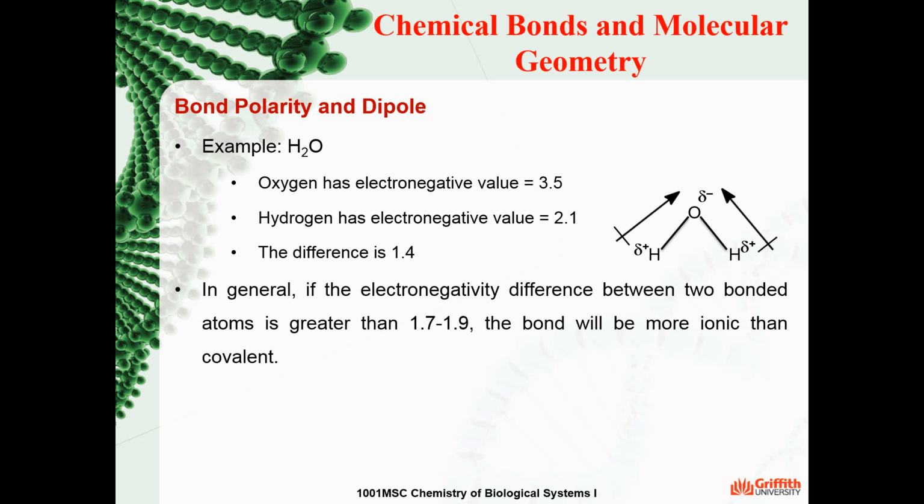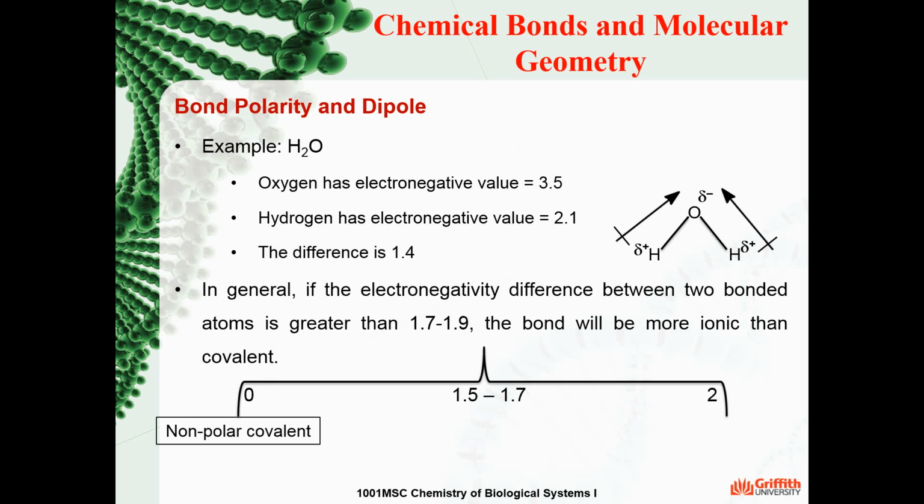As a rule of thumb, if the electronegativity difference between the two elements is greater than 1.7 to 1.9, then the bond will be more ionic than covalent. So to make things easier, let's make a spectrum that represents the difference in electronegativity. When the difference is close to 0, the bond will be nonpolar covalent. When the difference is between 1.5 and 1.7, the bond will be polar covalent. When the difference is more than 1.9, the bond is ionic.